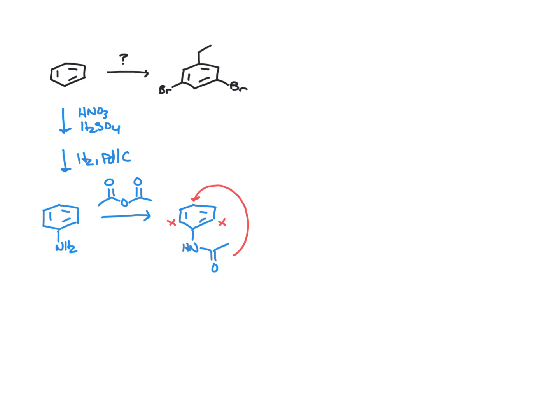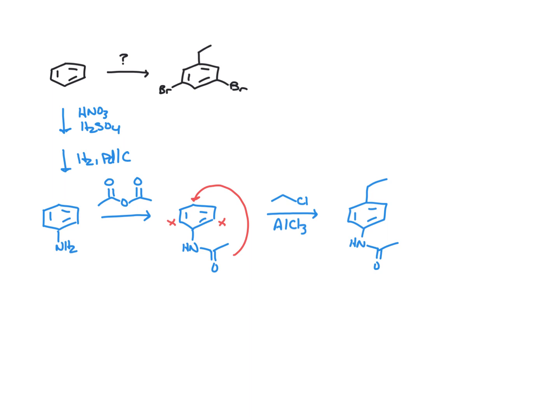And that thing that we want para is the ethyl group. So I'm going to use ethyl chloride and aluminum trichloride. The Friedel-Crafts works just fine with the amide, so there's no problem there. Now we have our ethyl group.